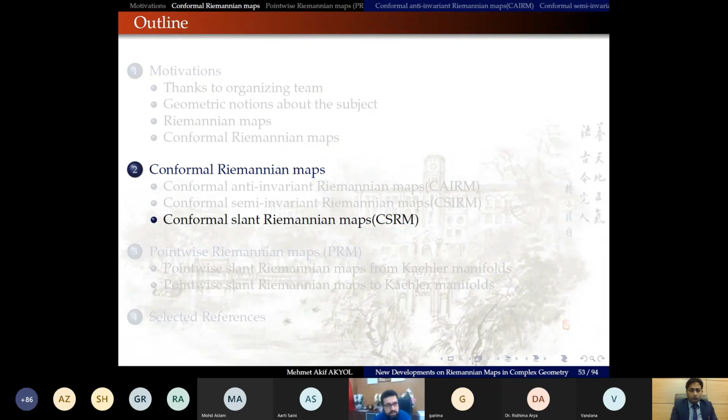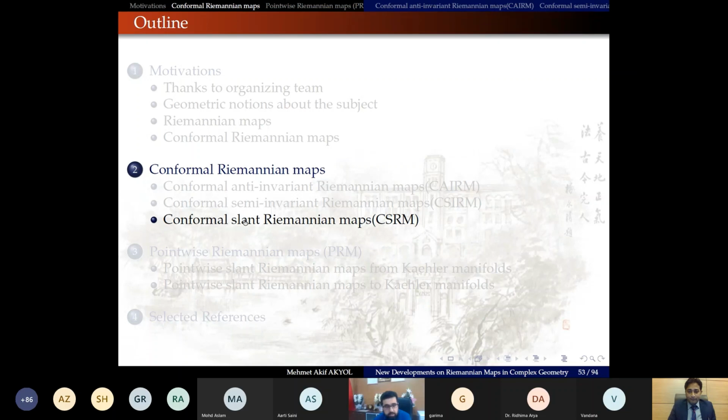Now I am going to give the definition of conformal slant. The geometry is changing, because in anti-invariant we have just two distributions, the range of the map and the perp of the range of the map. But in semi-invariant we have four distributions: D1, D2, the range of the map, and the perp of the range of the map. All of them give geometrical meaning for the target manifolds.